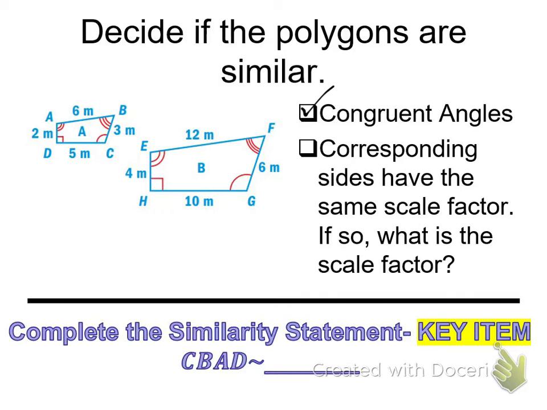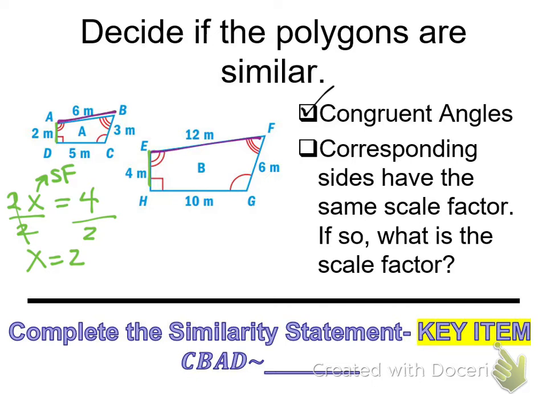If so, what is the scale factor? So the scale factor is what we have to multiply from one side to get the length of the other side. This one's obviously easier to see, but you can write it like this: 2 times the scale factor will equal 4. So divide by 2, and obviously the scale factor is 2. So you need to check to make sure that all of the sides are just like that.